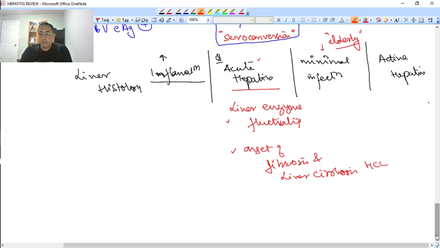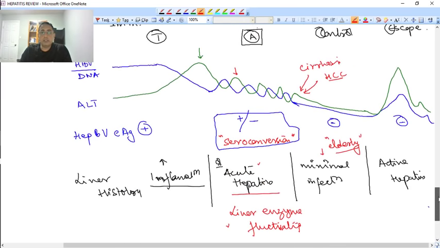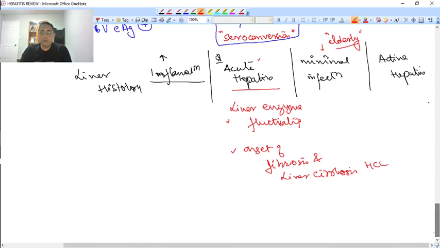So that was regarding the pathology for hepatitis B. And in minimal active, hepatitis E is negative. Please remember, seroconversion happens in immune active phase.